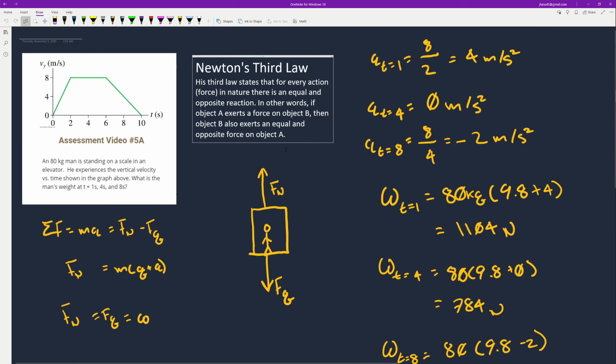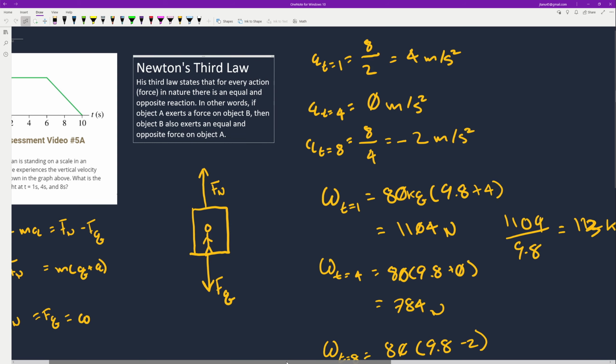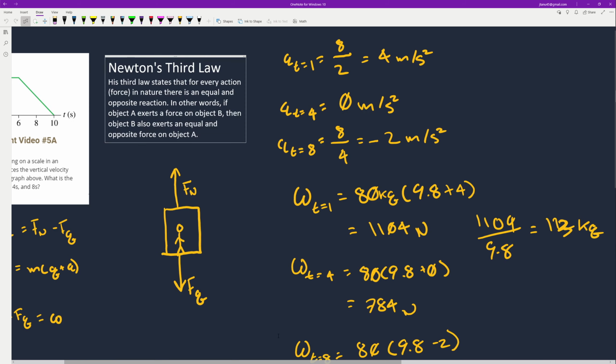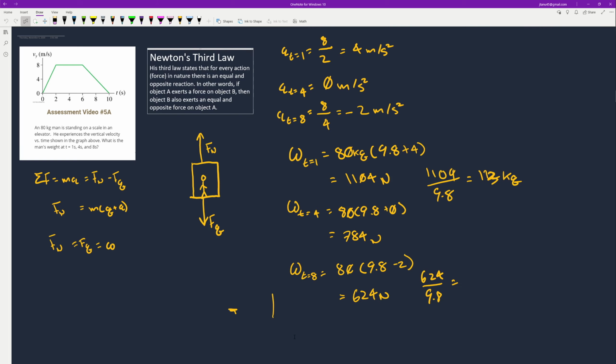And we can go even further and divide that by 9.8 to get an equivalent mass. For instance, if we take time equal to 1, take 1,104 and divide that by 9.8, we get about 112, maybe 113. So when we're accelerating, our weight is about equivalent to 113 kilograms. And then when we're decelerating, we can take 624 divided by 9.8, equal to around 64 kilograms.